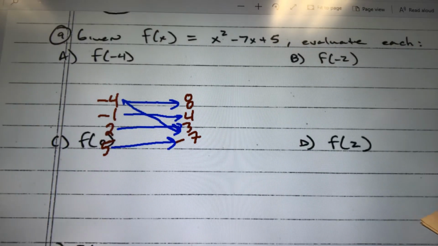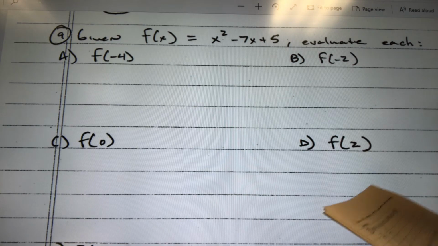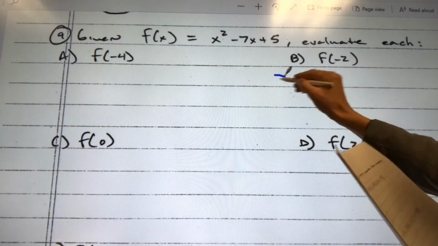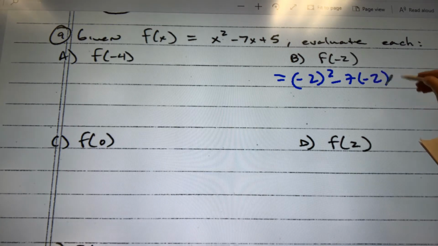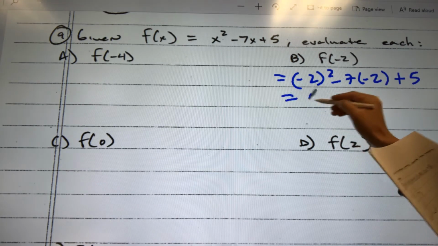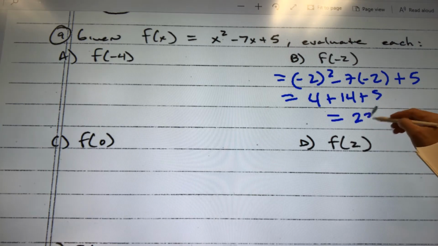Let's talk about B. So you got -2 squared minus 7 times -2 plus 5. 4 plus 14 plus 5, 23.